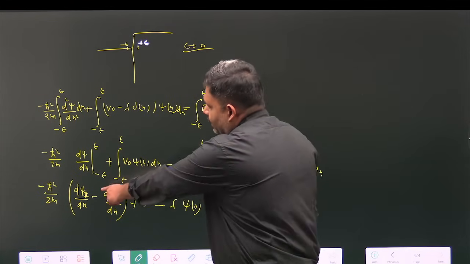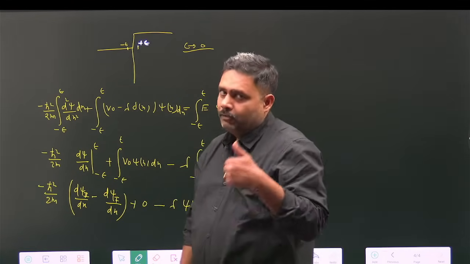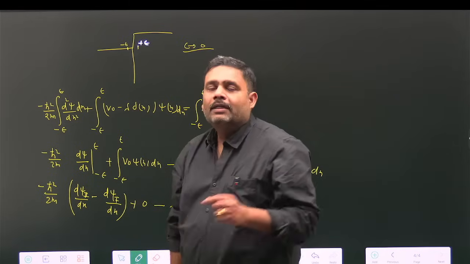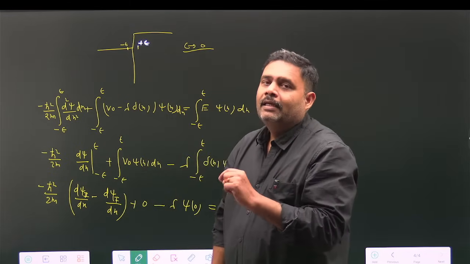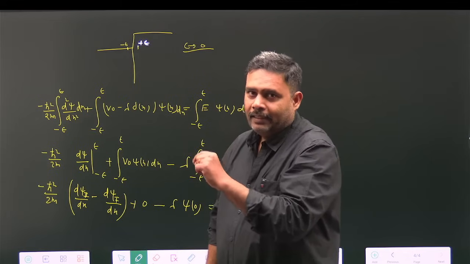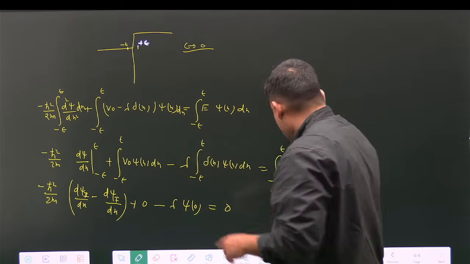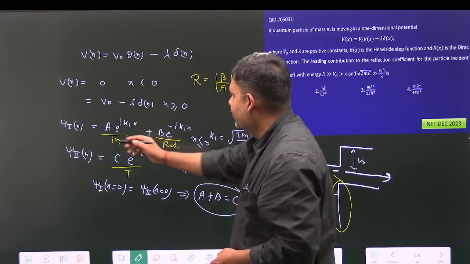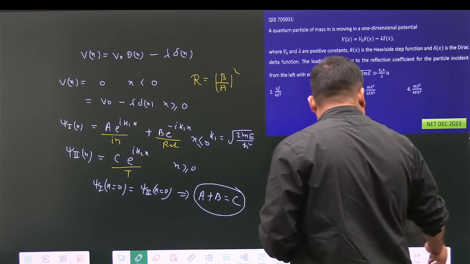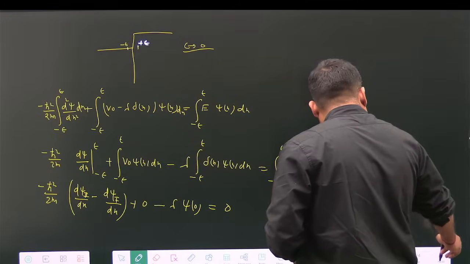And what is ψ₂? ψ₂ is nothing but C e^(ik₂x). ψ₁ is nothing but A e^(ik₁x) plus B e^(-ik₁x). So this is my ψ₁, this is my ψ₂. So let us try to write all this.